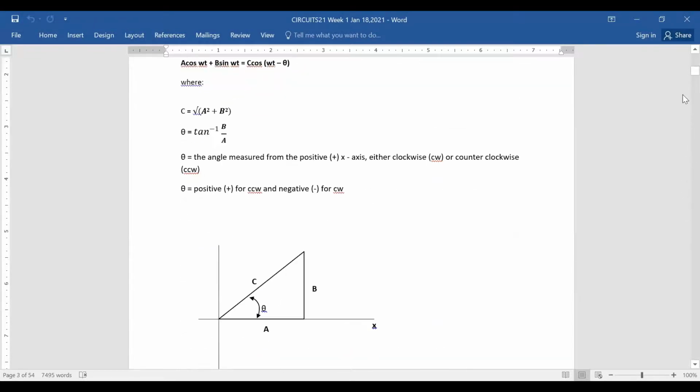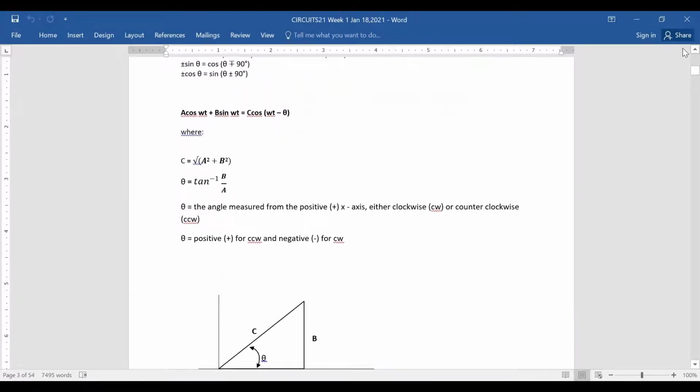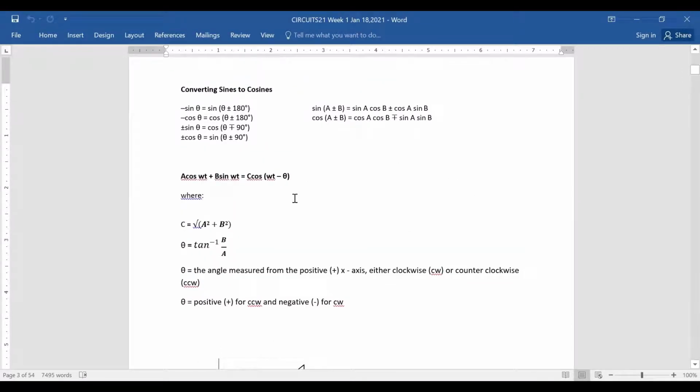Okay. Next, we have these identities. If we try to recall our trigonometry in our first year, we have this identity, the negative sign, cosine, plus minus cosine, as well as these double angle formulas for the sine and cosine functions.